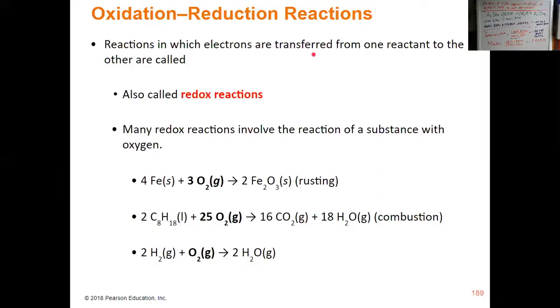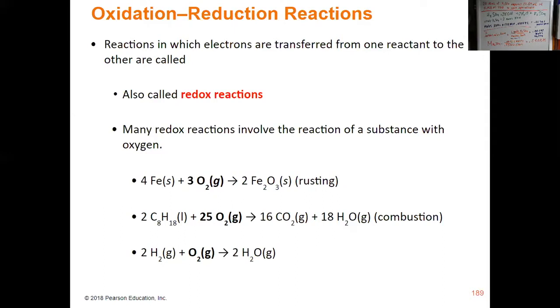The last reaction type that we have to look at are called redox reactions. And these are reactions where we're going to be looking specifically at electrons that are transferred from one reactant to another. Okay. Redox is the shorthand for them. They're oxidation and reduction reactions. I'm sure that you guys have heard of these before.